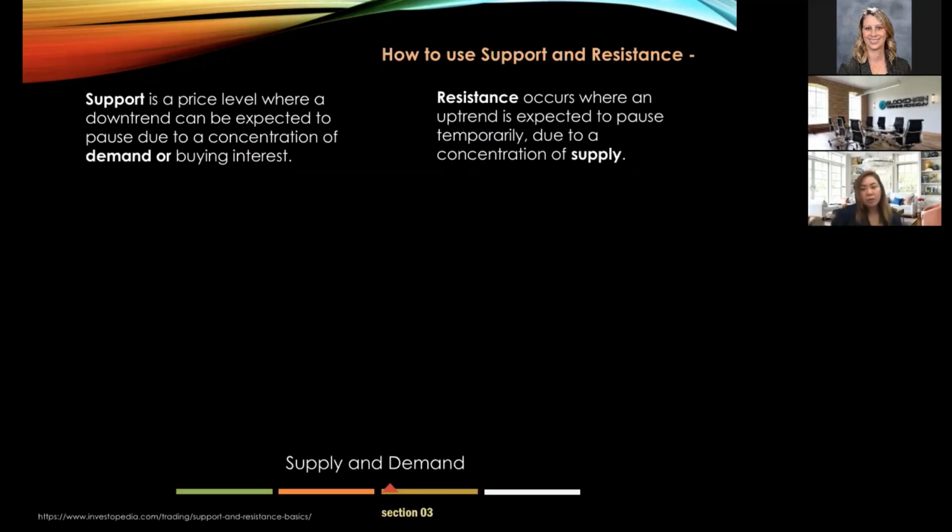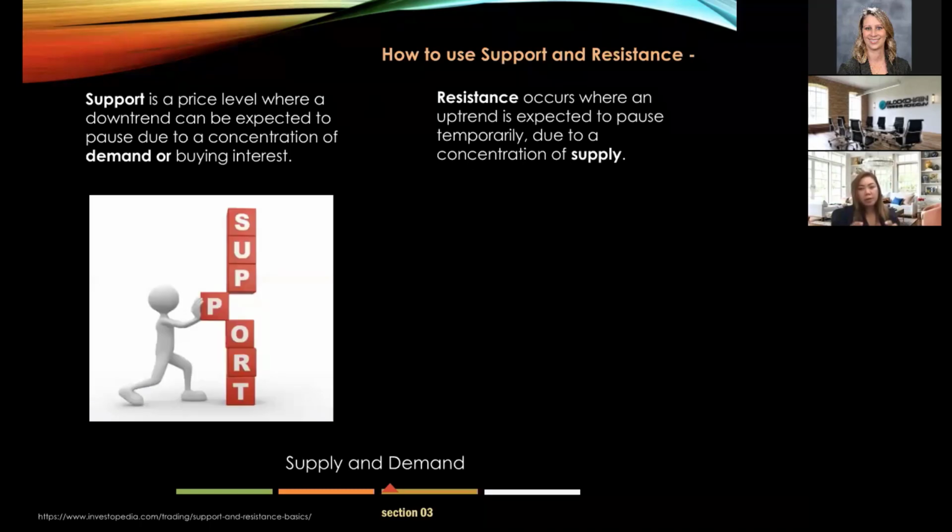As I mentioned earlier, support and resistance. Support is basically when the price is going down, there's an expected pause. The price is not going straight down, it's bouncing up. So there is a support. Think about it, someone is holding that for you, so you're not completely falling off the cliff. That is what we call a support.